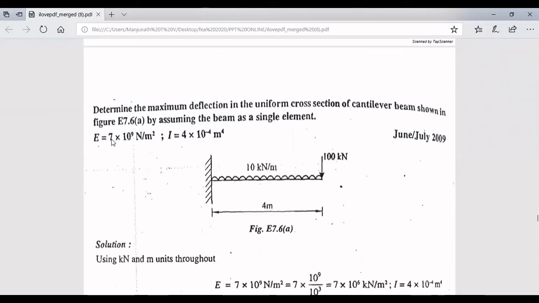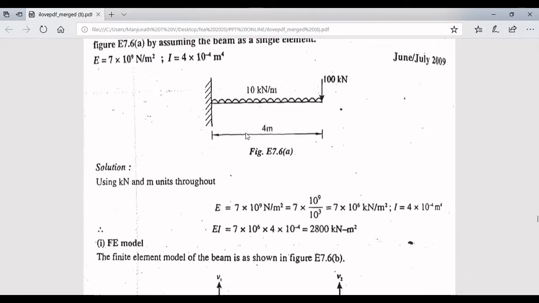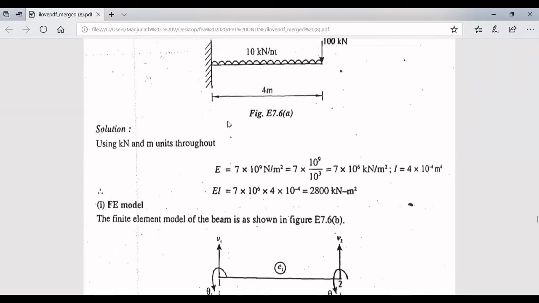Now the given values: E is 7 into 10 to the power of 9 Newton per meter square. The moment of inertia is given as 4 into 10 to the power of minus 4 meter to the power of 4. Now this is the problem given. First calculate the flexural rigidity EI, which is equal to 7 into 10 to the power of 6 into 4 into 10 to the power of minus 4, which gives 2800 kilonewton meter square.